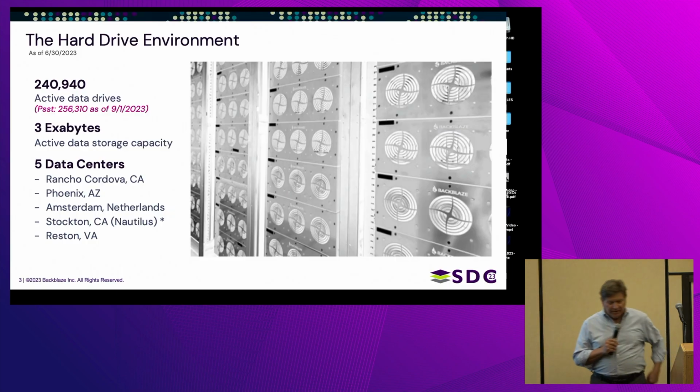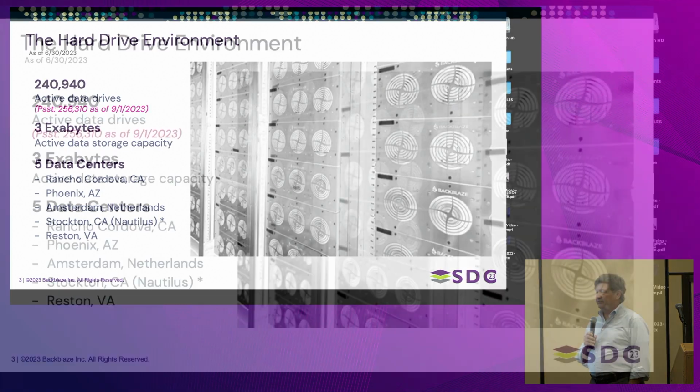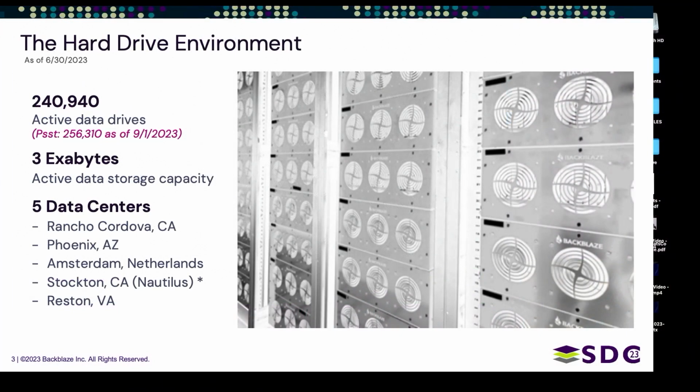All right, so the environment that we're dealing with, right? Right now we're up to, as of the 1st of September, about 256 different hard drive models. About 3 exabytes of storage, that's nice, and 5 different data centers. So that's the amount of data we're playing with, that's the amount of drives we're monitoring, all of those kinds of things. We have a lot of fun with that.